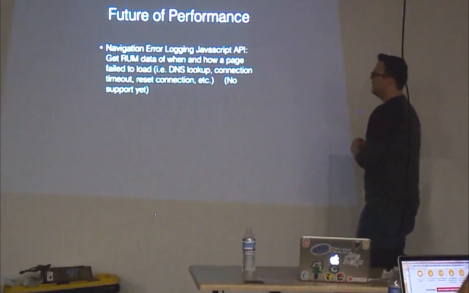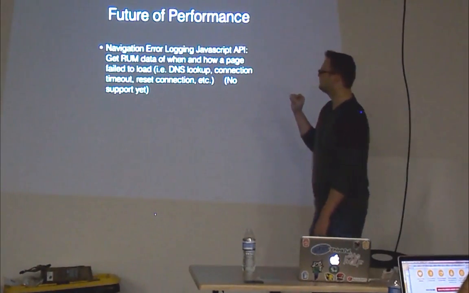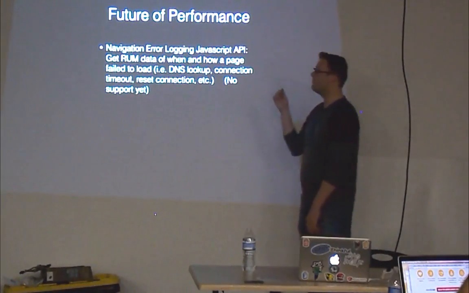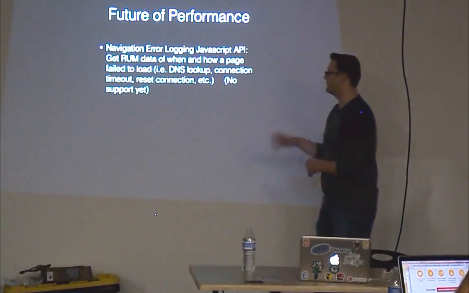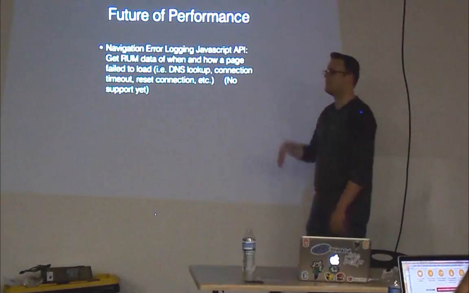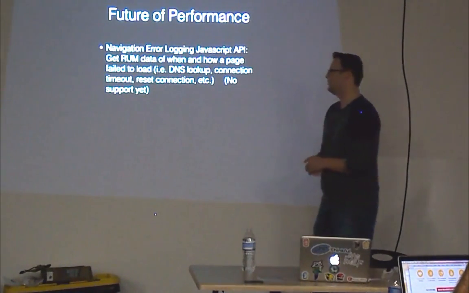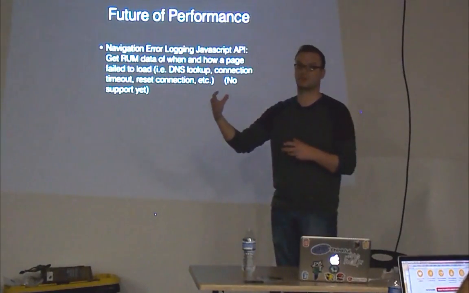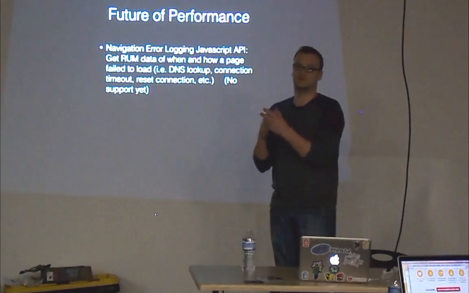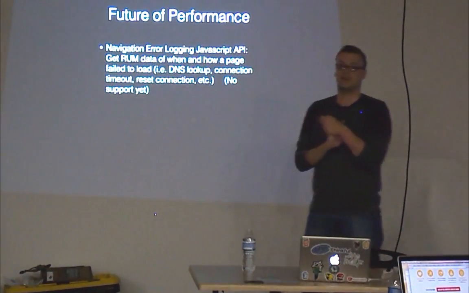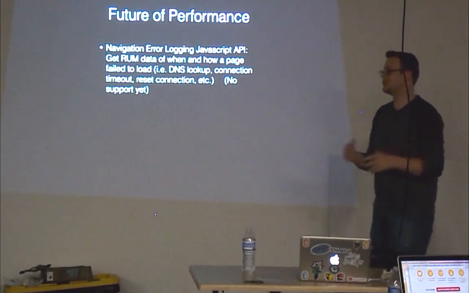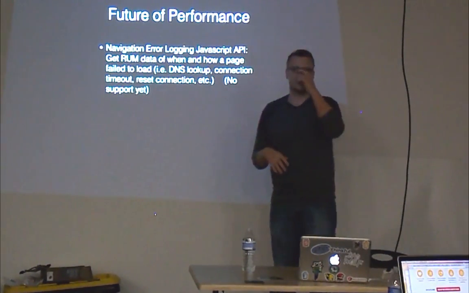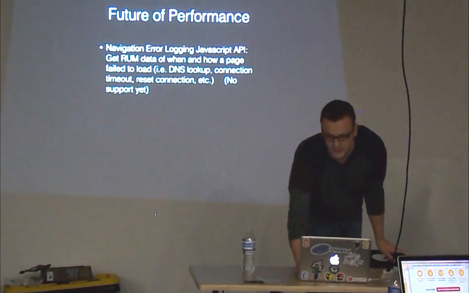Navigation error logging is a JavaScript API where you can get real user measurements of when and how a page failed to load. So if it was at the DNS lookup or the connection timeout, or if it was a reset connection, you can see why that's happening, and then also in turn see where that user is located, so that maybe it's a location thing, or maybe it's something that's actually happening to a lot of users. This actually isn't supported yet. It's in W3C's editor draft, but it's coming.